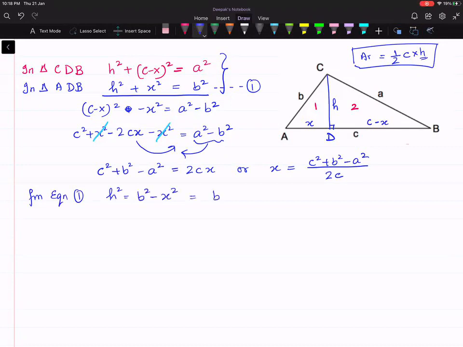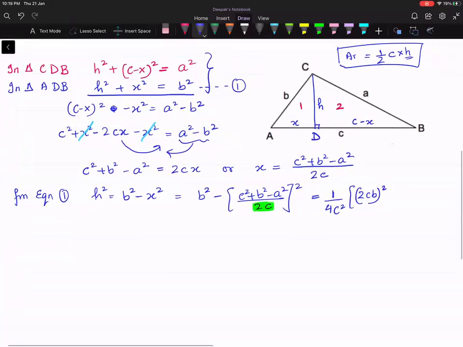So this I'm getting is b square minus (c square plus b square minus a square) by 2c, whole square, right. Let's simplify this a little more. So this is 2c whole square, which becomes 4c square. So I'm taking this out, so I'm getting 1 upon 4c square, and inside is 2cb square minus (c square plus b square minus a square) square.